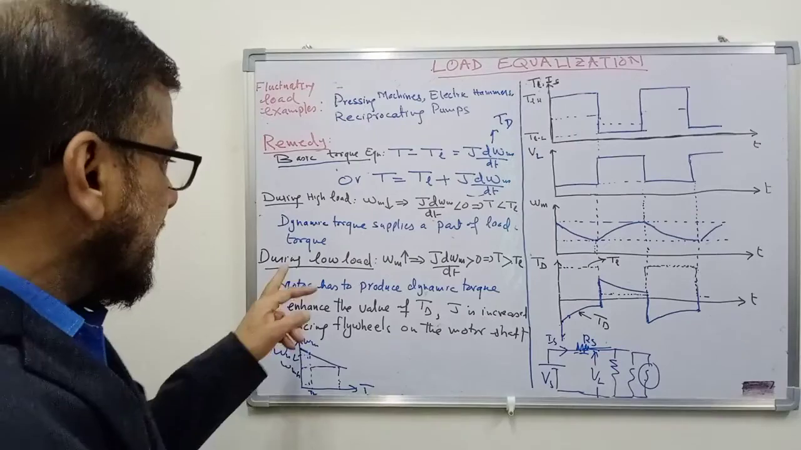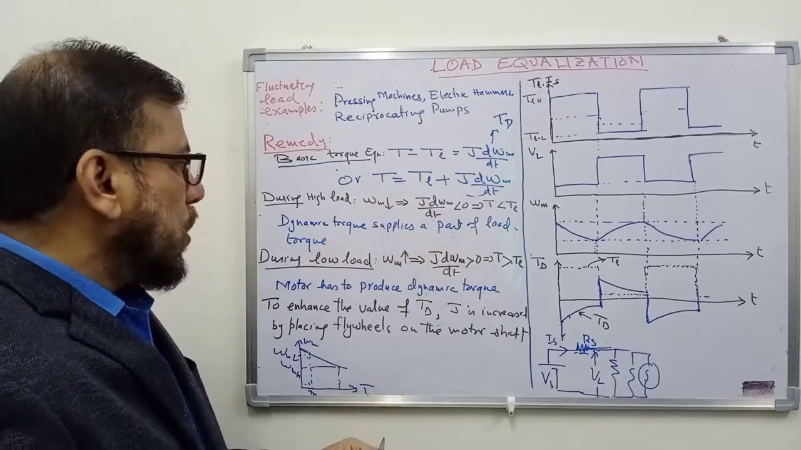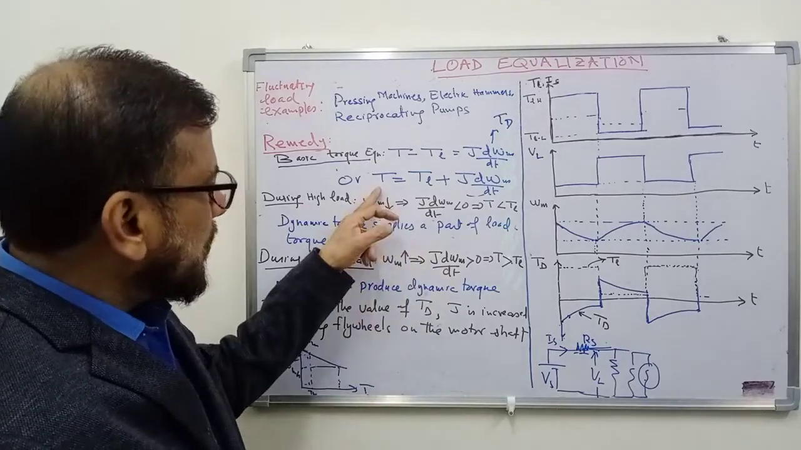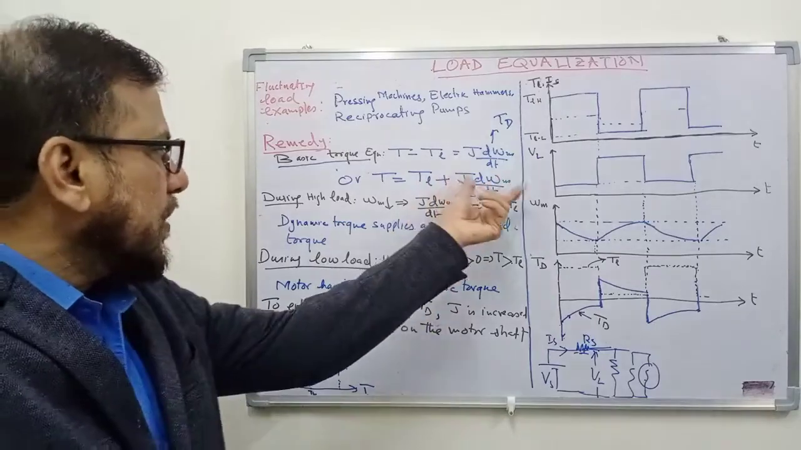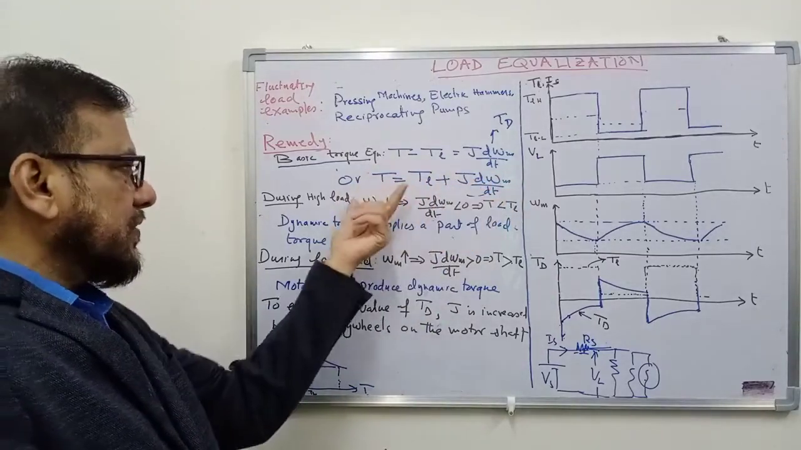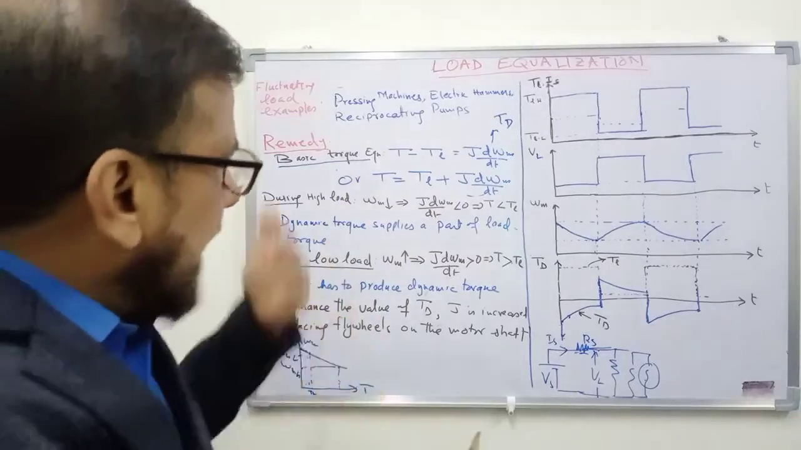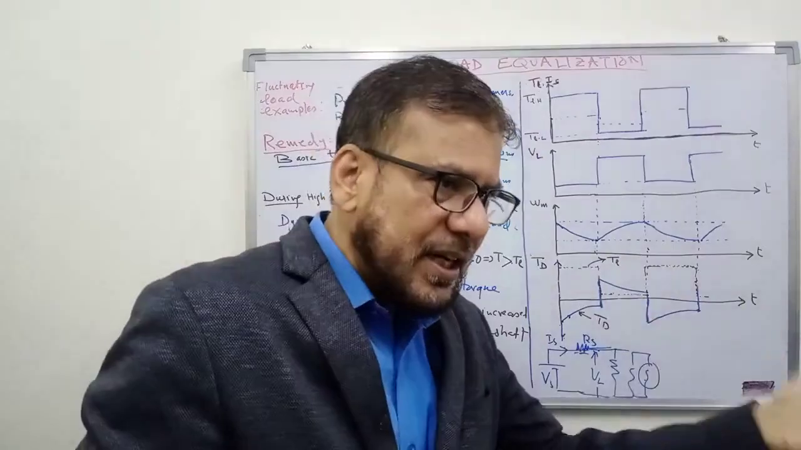So this means that the dynamic torque supplies a part of the load torque, and you can say that the motor has to produce TL minus the dynamic torque. So the dynamic torque, if you take it on this side, T plus TD equal to TL. So dynamic torque actually helps the load. So a part of the load torque is supplied by the dynamic torque.